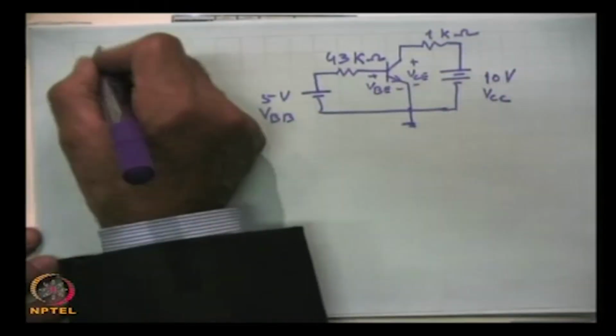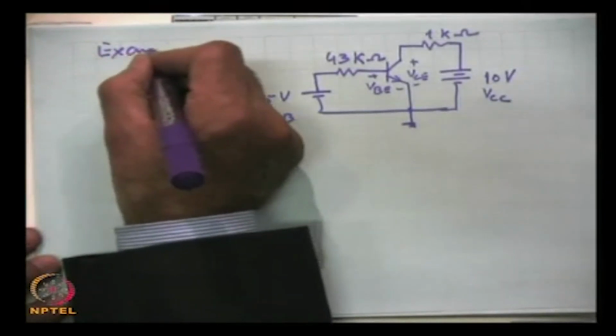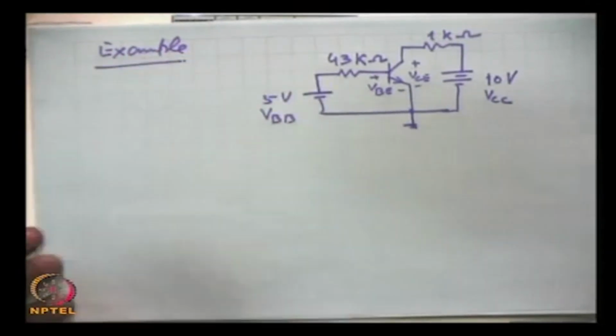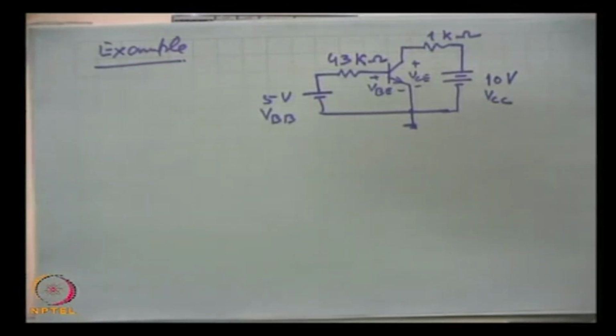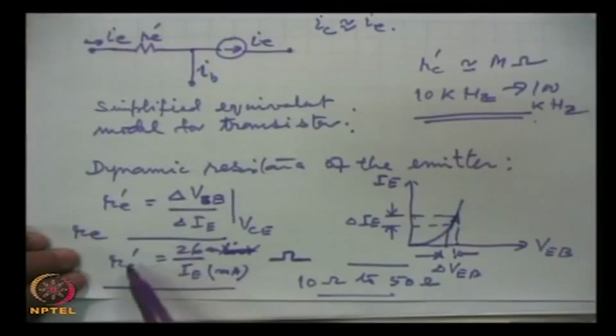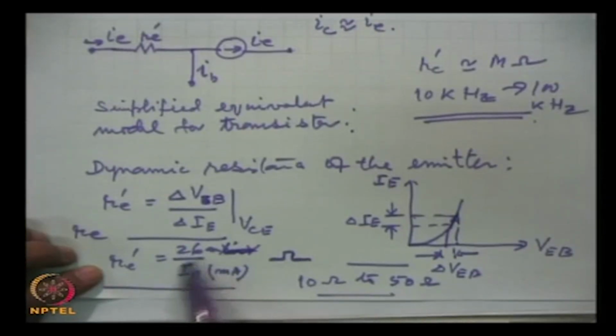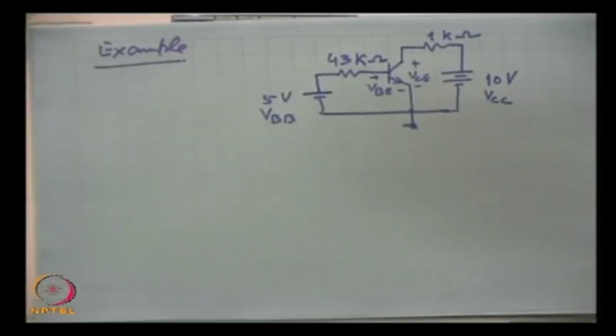This is an example. For example, we have seen here that to find out the value of this dynamic resistance, we need the value of ammeter current.